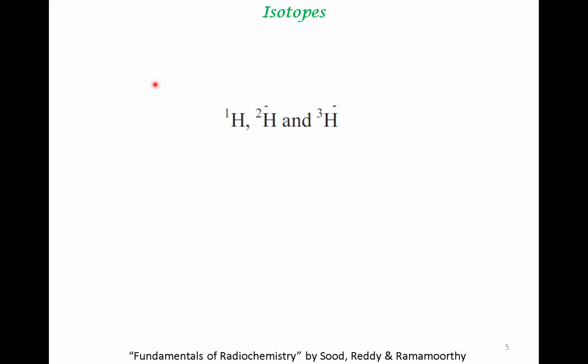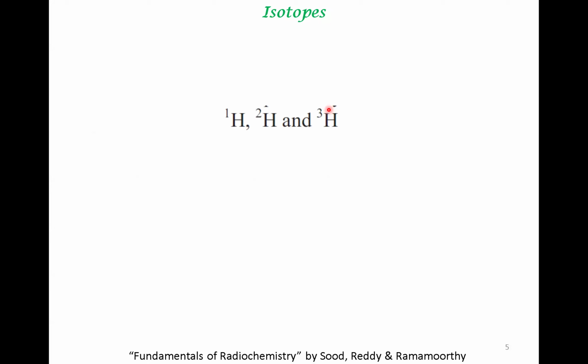So what are isotopes? Isotopes have the same atomic number. They are all hydrogen, but they differ in the number of neutrons present in the nucleus: no neutron, one neutron, and two neutrons. The first two are not radioactive naturally, but this one is naturally radioactive. This is called tritium.